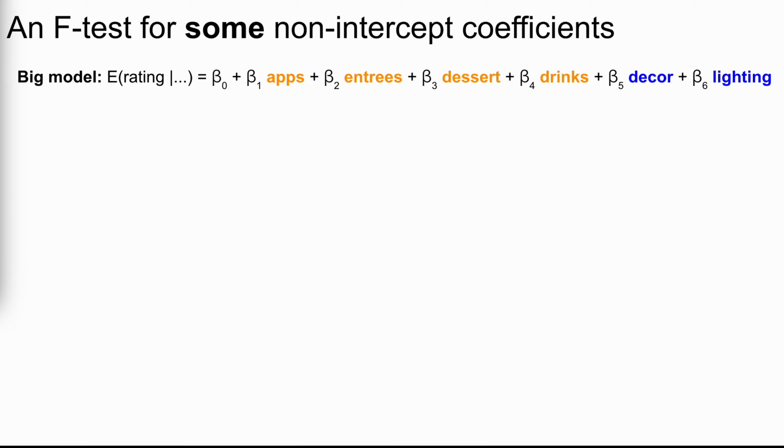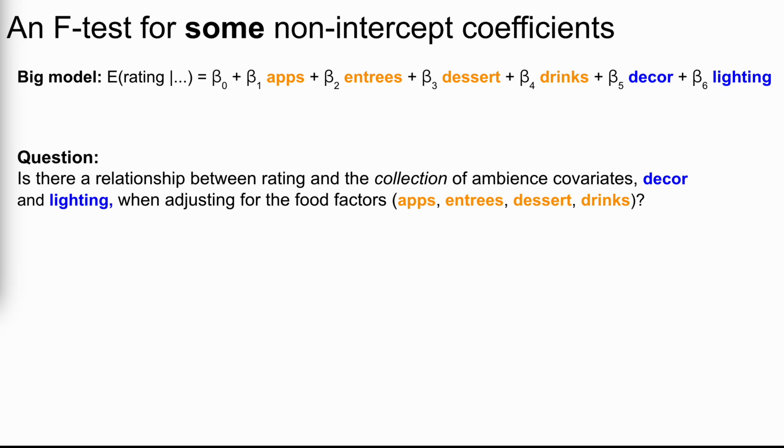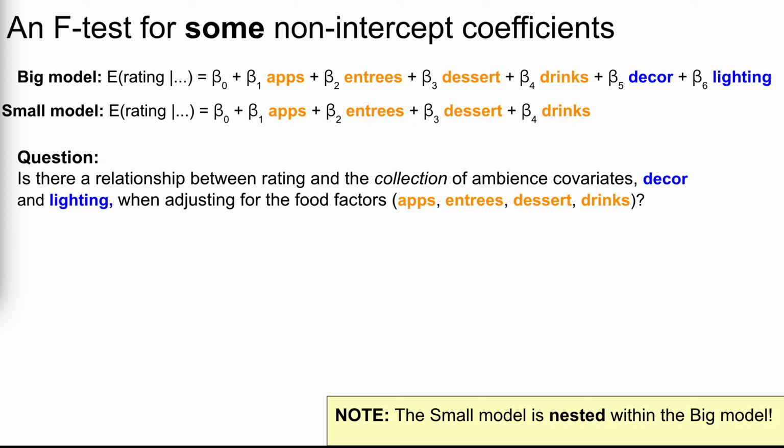Consider a model of a restaurant's overall ratings by its ratings on various features, both some related to food in orange, and some related to ambiance in blue. Now, instead of evaluating one feature at a time with t-tests, or all of the features at once with an f-test, we might want to evaluate a themed subset of these features. For example, suppose we wish to explore whether there's a relationship between rating and the collection of ambiance covariates, decor and lighting, when adjusting for the food factors. That is, we want to compare this big model to a smaller but still nested model that drops the decor and lighting coefficients.